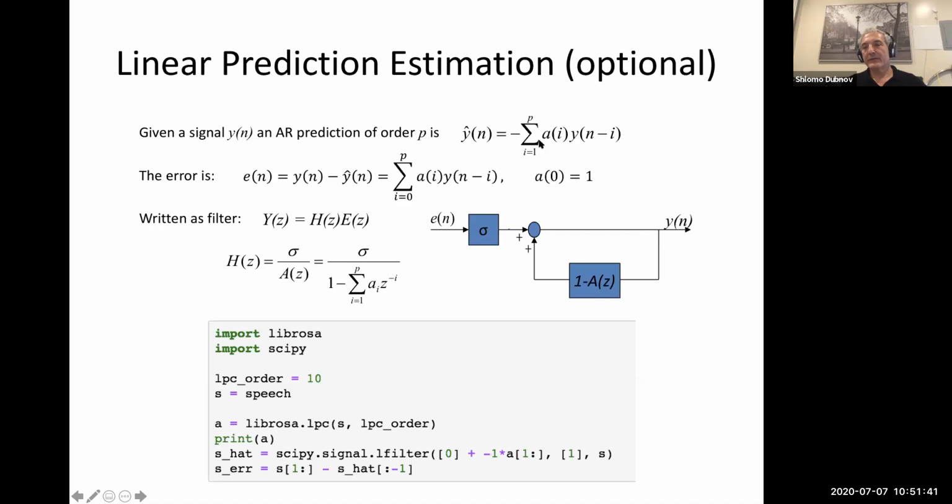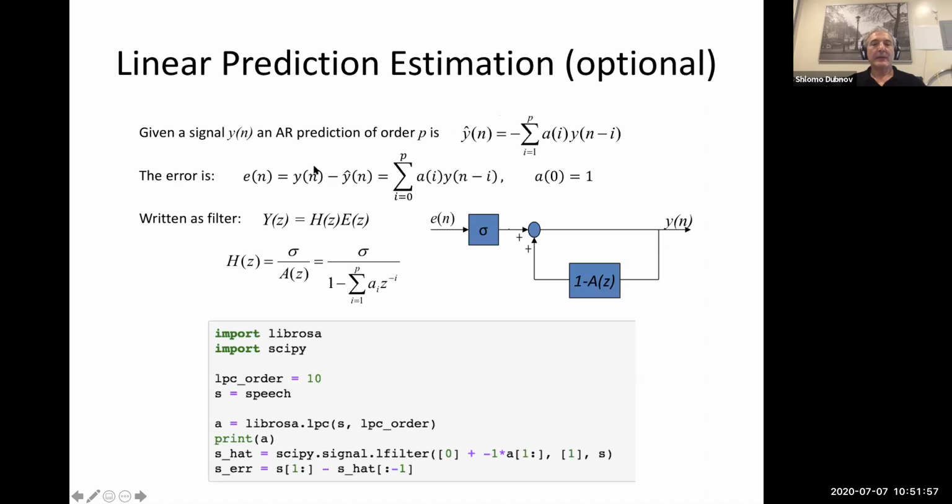The convention is to use them as negative, and I'll show you in a second why, but this is just a convention. You can define A with a minus inside. So this is our prediction.